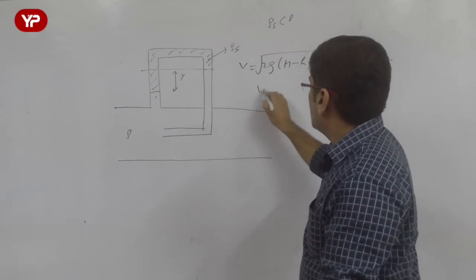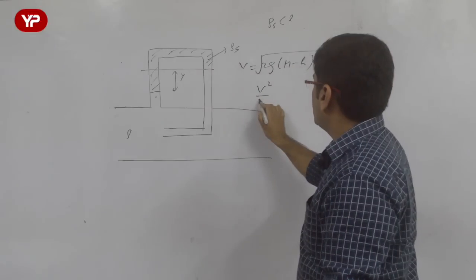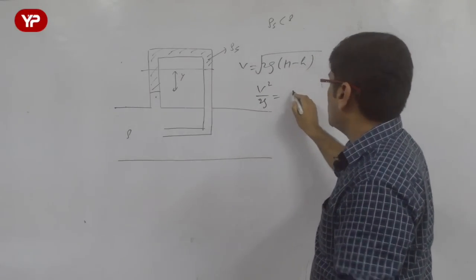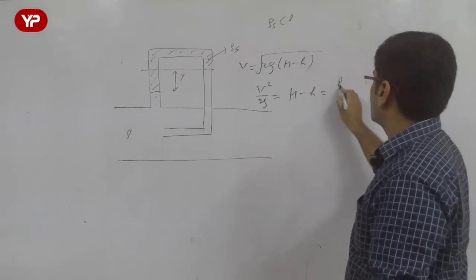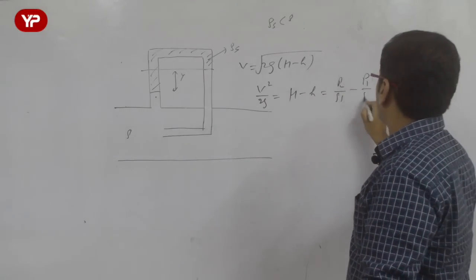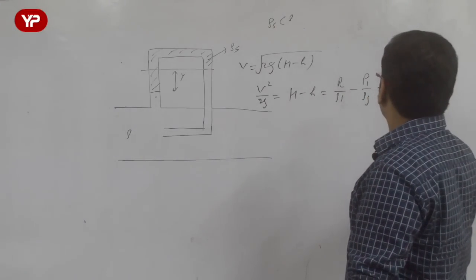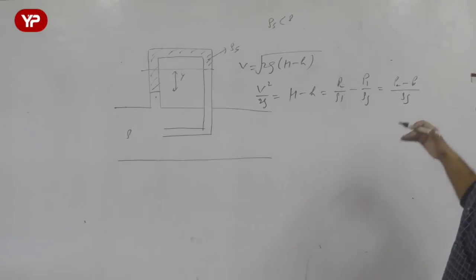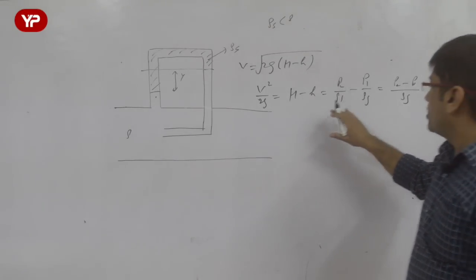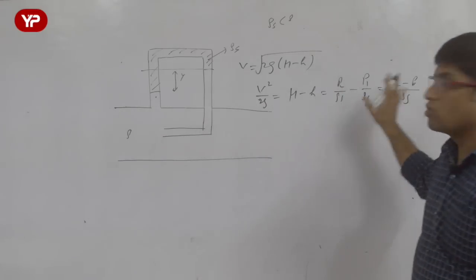Or we know that v square by 2g is equal to capital H minus small h. That means P2 by rho g minus P1 by rho g, or P2 minus P1 by rho g. This is what we have seen. This is how it is to be calculated, P2 by rho g, v square by 2g. This is the Bernoulli equation we know.